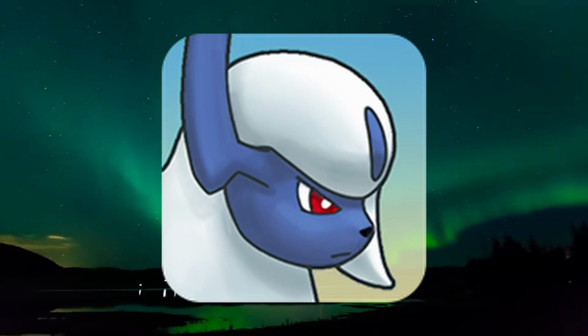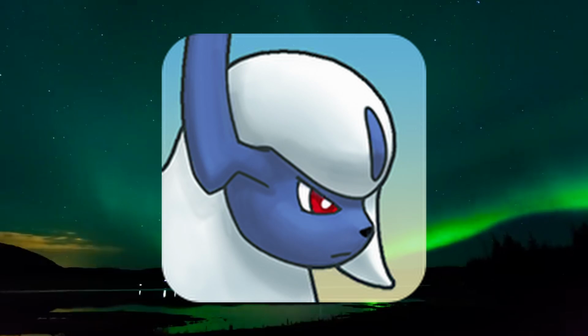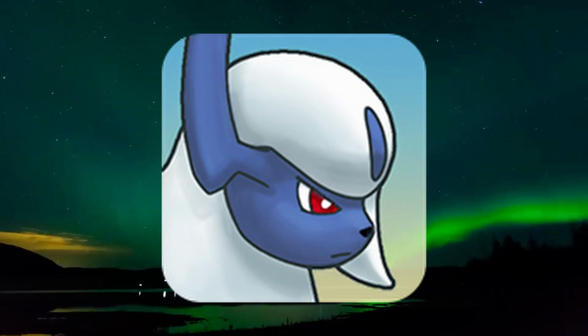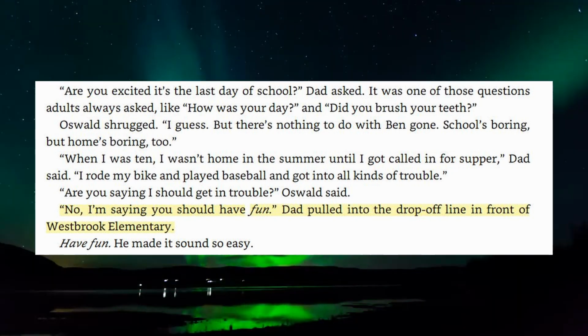Since I'm going to assume most people are familiar with the game and the main theories about it, this won't be a normal summary. Instead, I'm going to focus on the main differences in story structure between the versions. The biggest difference is how the story starts. In the book, it begins on the last day of school.